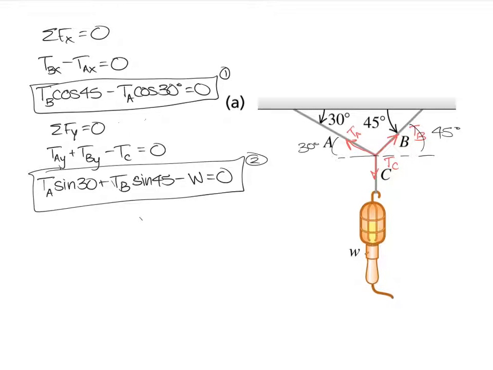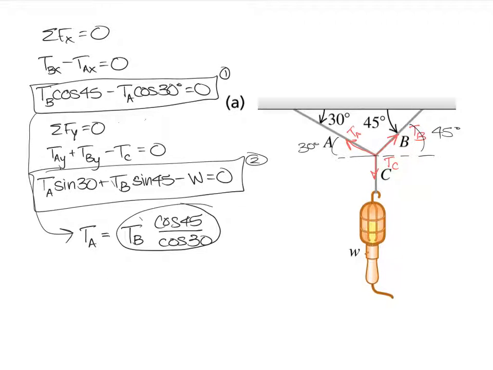Now, these are two equations. Now, this is just an algebra problem. I have two equations, two unknowns, T sub A, T sub B. I'm going to take equation 1, and I'm going to solve for T sub A in terms of T sub B. And then what I can do is I can take this and substitute into the second equation, which would make an equation that only has T sub B as an unknown.